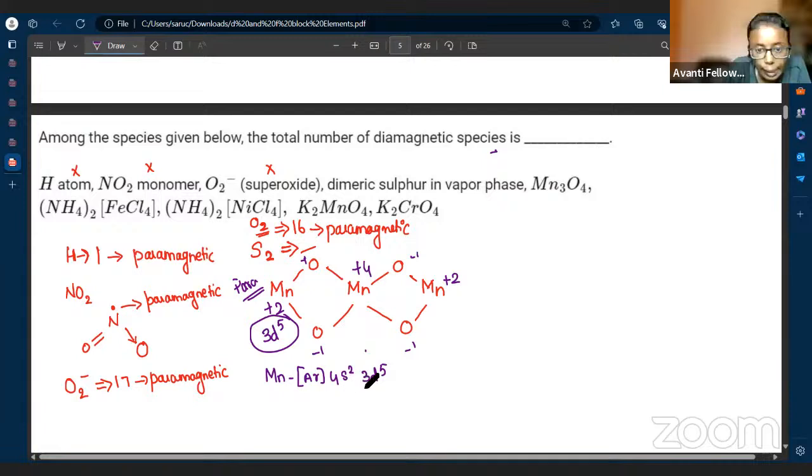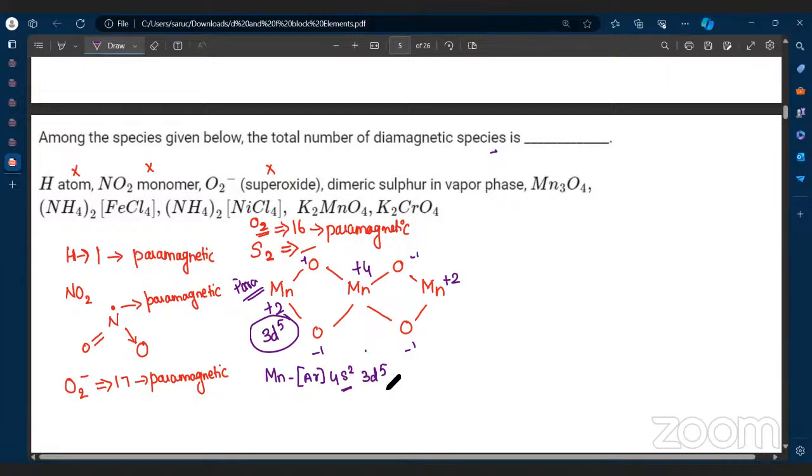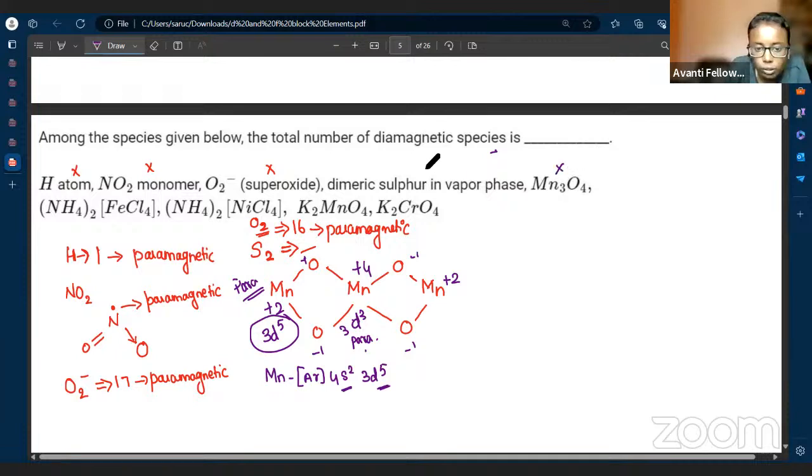What about Mn4+? You're going to remove 4 electrons, so 2 electrons from 4s and 2 electrons from 3d. So 3d3, it is also going to be paramagnetic. So it is purely paramagnetic.